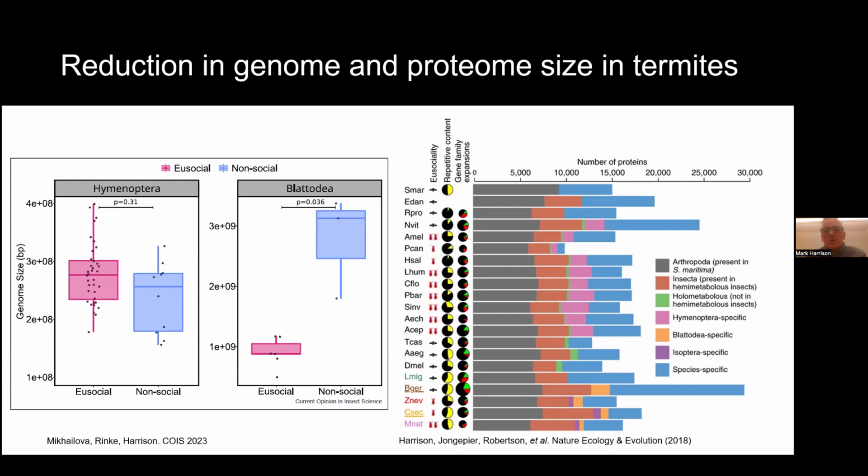So if we were only looking at termites, we might conclude from this that eusociality leads to a reduction in genome size and proteome size. But we already know from Hymenoptera that that's not necessarily the case, where the opposite seems to happen. Genomes tend to be slightly larger, albeit not significantly. You see all of these expansions in the proteomes. So on the basis of it, a lot of the changes that we see seem to be lineage specific.